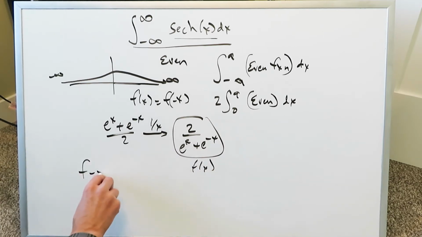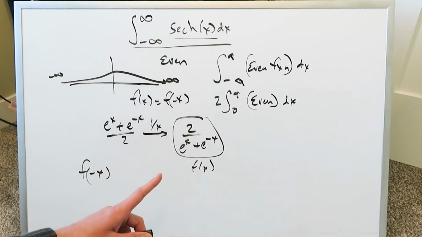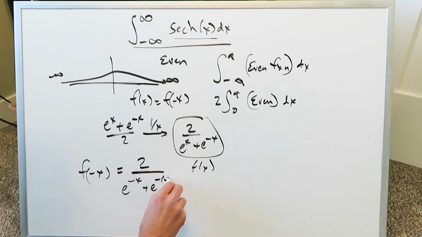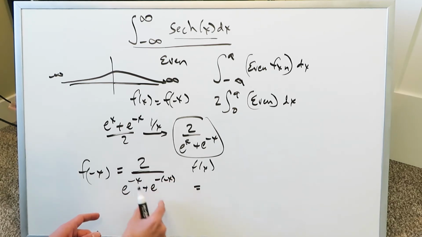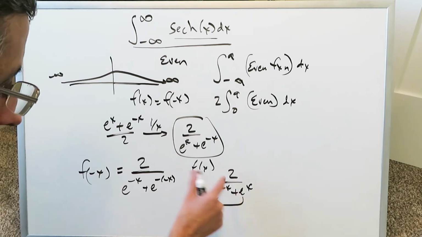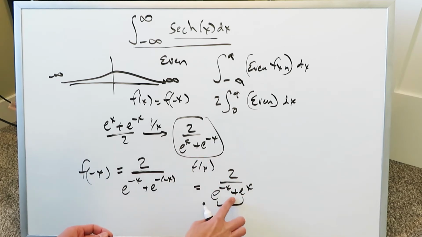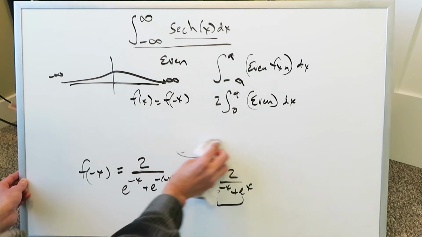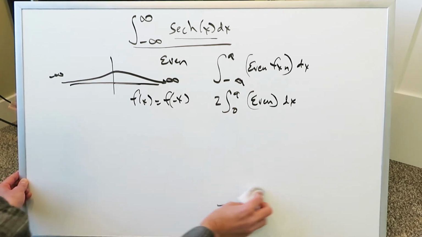Now if you look at f of minus x, you're placing minus x in place of those x's, and you get 2 over e to the minus x plus e to the x. This is the exact same thing as before, because order does not matter around a positive sign. So you have indeed proven hyperbolic secant is an even function, and you can utilize this property, and that's exactly what we will do. And we know it's a convergent function, the limits exist.